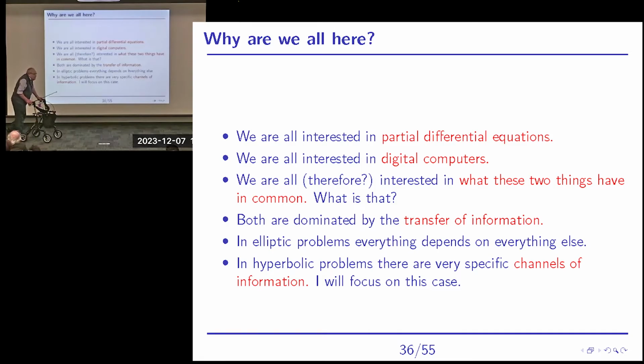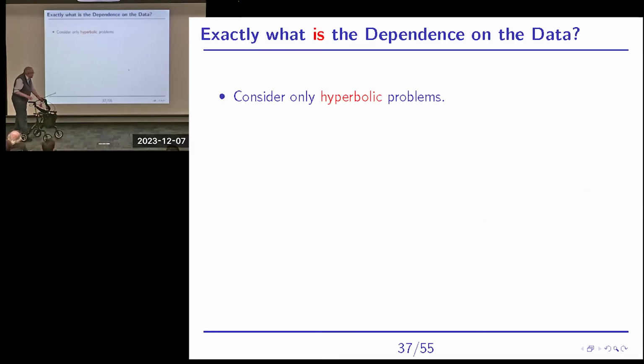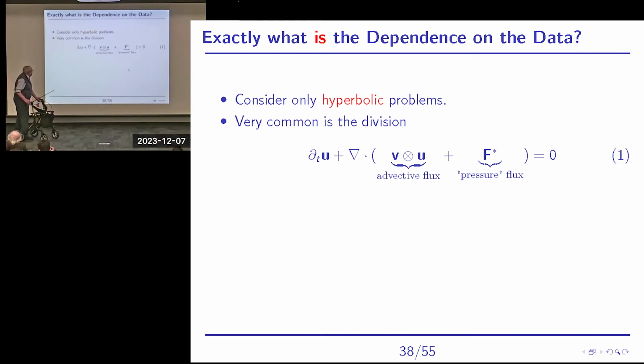In elliptic problems, everything depends on everything else. But in hyperbolic problems, there are very specific channels of communication, which I think have to be observed. And indeed, the Courant condition says, yes, you must observe them. But it's a little bit loose in the way it specifies that. So I'm going to concentrate on the hyperbolic problems. And there are two principal types of information transfer.